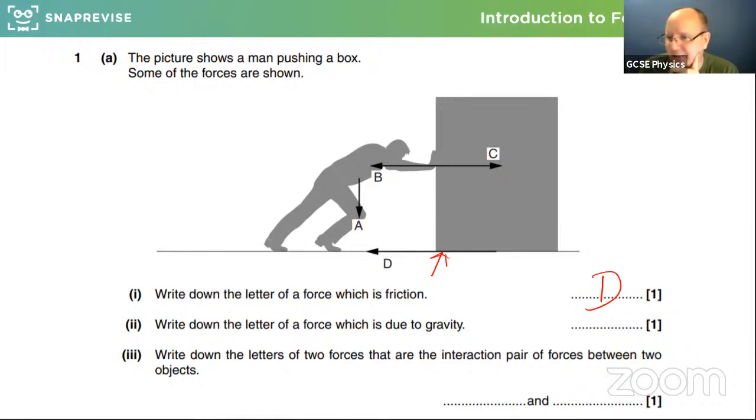Okay, gravity, we've got a couple of A's there. I think we can agree that the A would be the weight, which is the force due to gravity. So you're quite correct. That's going to be A. And the letters of the two forces that are an interaction of forces between two objects, so an interaction pair, which is the Newton pair there.